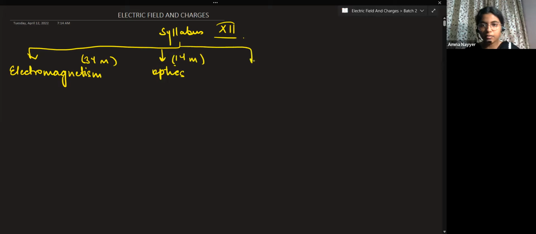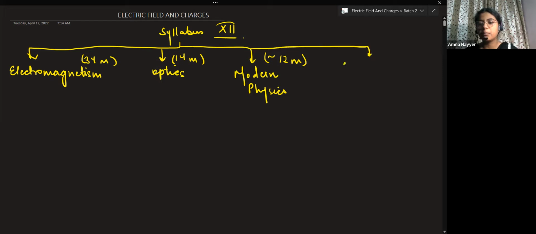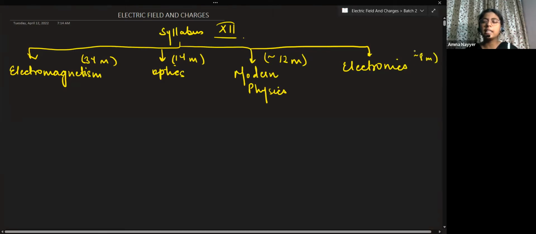Then we have the unit known as the modern physics section. This is approximately 8 to 12 marks. It keeps on varying, so maximum it comes for 12 marks. And then we have the very last unit, that is electronics. Electronics comes for 8 marks. The least weightage is given, but this is a very scoring section.